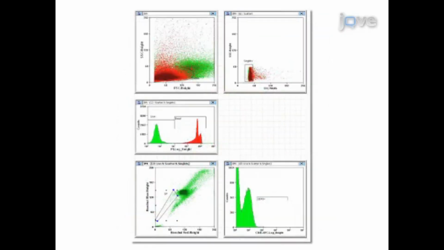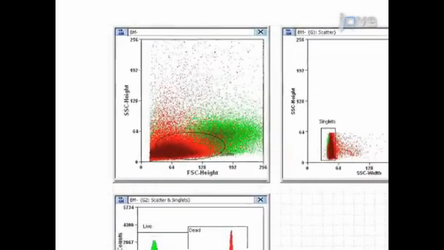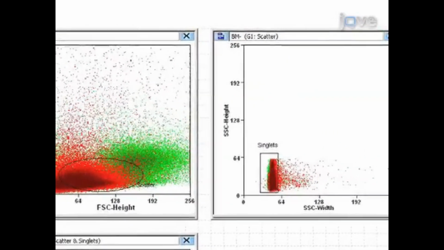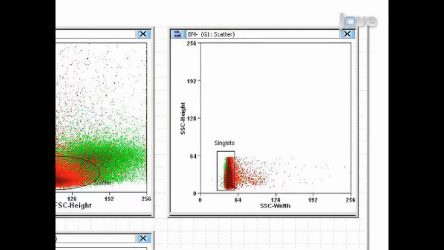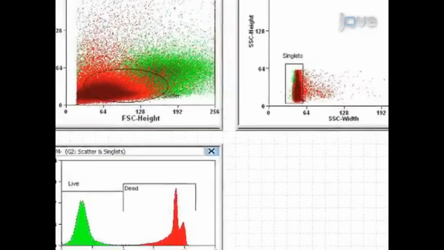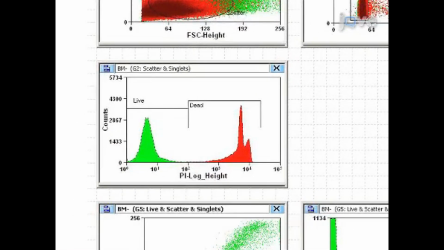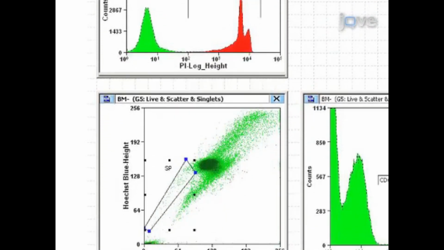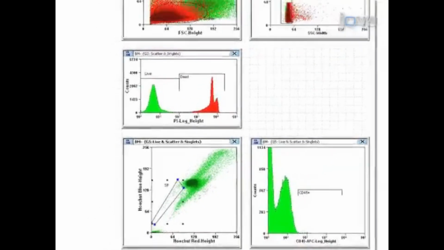Now draw a gate around the cell cluster in the FSC versus SSC plot, the singlet population identified in the doublet plot, and the live cells in the PI histogram. Then assign the Hoechst dot plot to display only these gated populations.